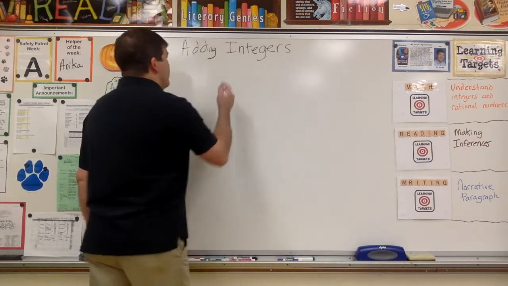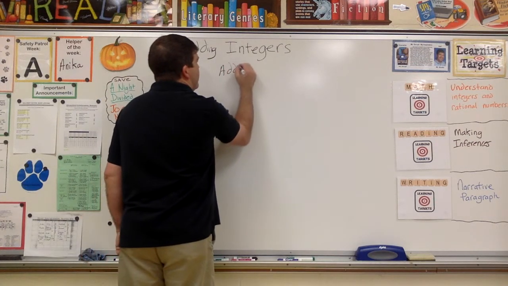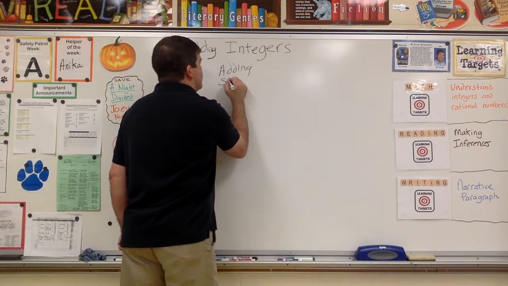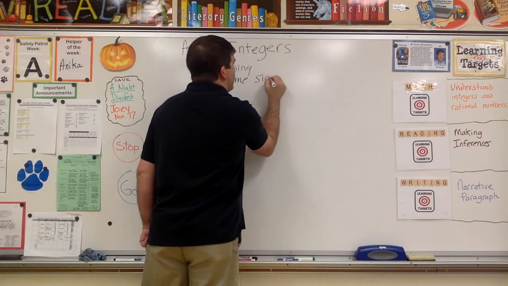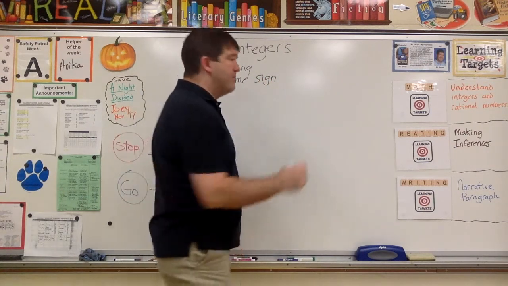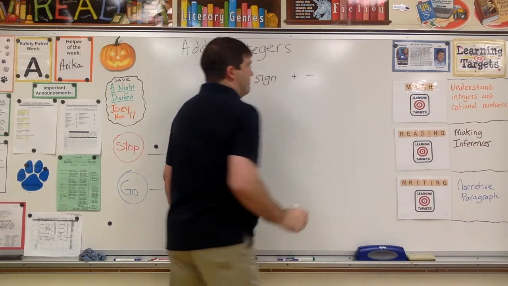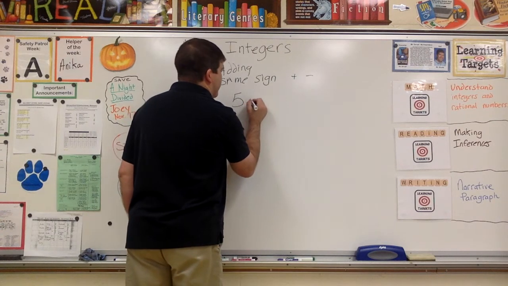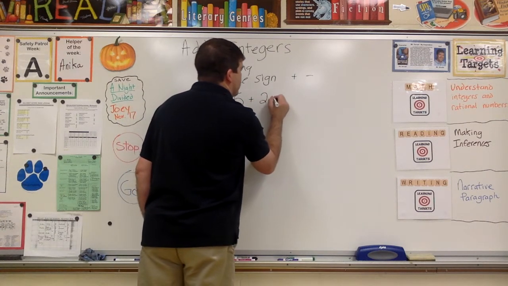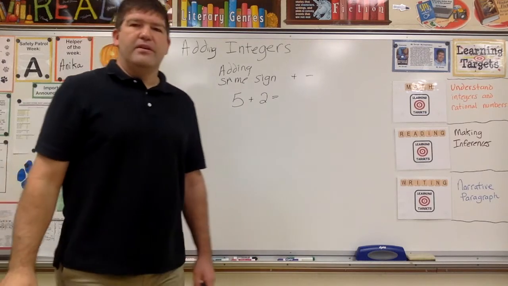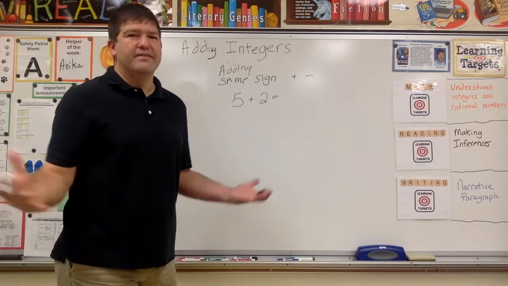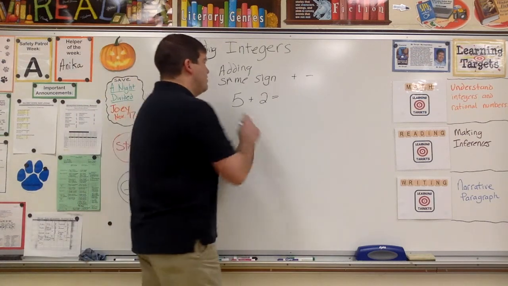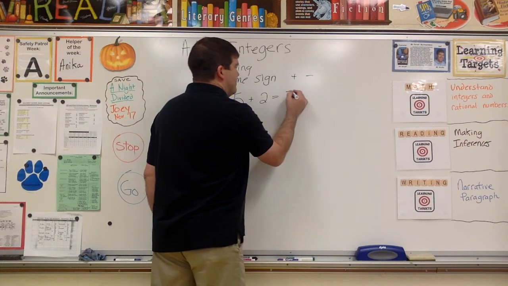For adding, say they both have the same sign. By sign, I either mean it's positive or negative. Same sign. So, for example, you might have 5 plus 2 equals. You're adding two positive numbers. We've done this since kindergarten. You just add them, and the two positives give a positive 7.